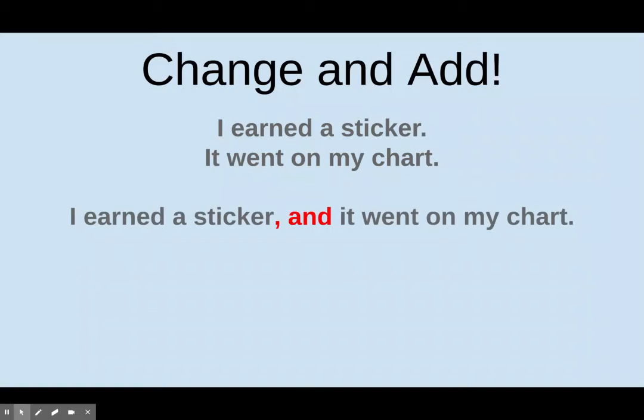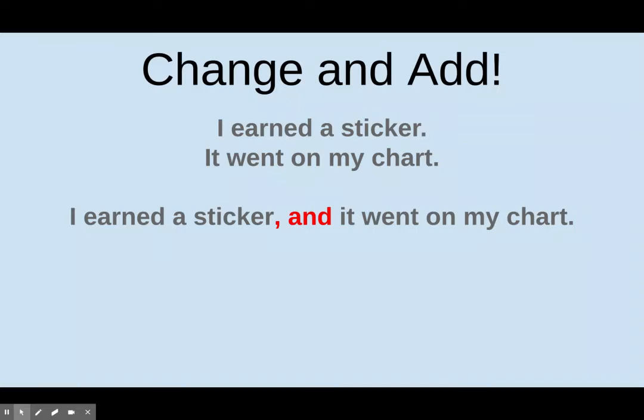One of your sentences was, I earned a sticker. The other one is, it went on my chart. Both of them great simple sentences. Now look at it combined. I earned a sticker, comma, and it went on my chart. Now, if you did that one, you wrote the basic.